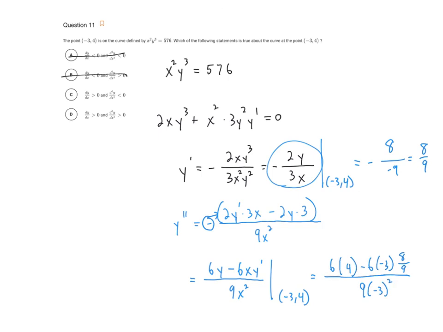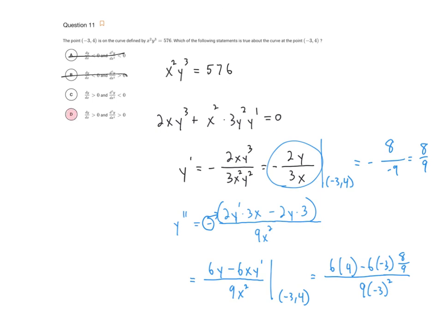The only thing we care about is if this is positive or negative. So this will definitely be positive because this negative and this negative cancel. So everything in the top is positive and added. And then the bottom is positive since that's squared. So second derivative positive. And so that is D.